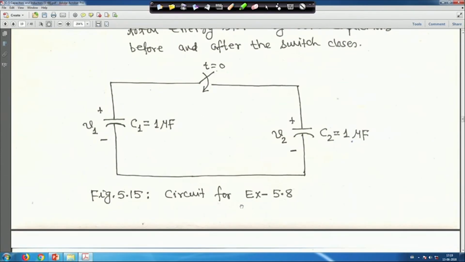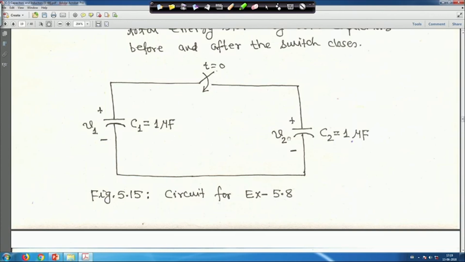It says that before closing the switch, this voltage V1 was 100 volt and V2 was 0 volt, right. This one is uncharged, and you have to calculate before closing the switch what is the total energy, and after closing the switch what is the total energy. Here we will see some funny thing, right. Both are 1 microfarad each, but here V1 is given before the switch is closed, it is 100 volt, but here V2 is equal to 0.